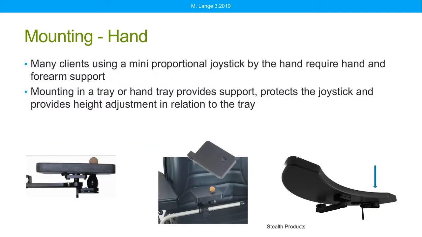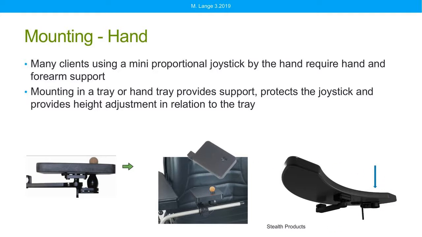Now, if we're mounting one of these cute little mini proportional joysticks by the hand, we are assuming that this is a client who has muscle weakness. So their movements are going to be quite small without a lot of force, and it's very important to support the entire forearm and hand. So mounting becomes really, really important.